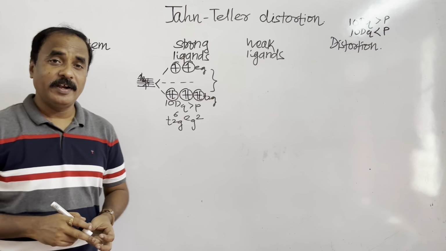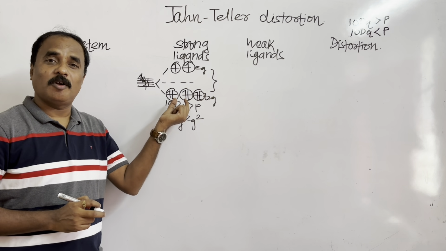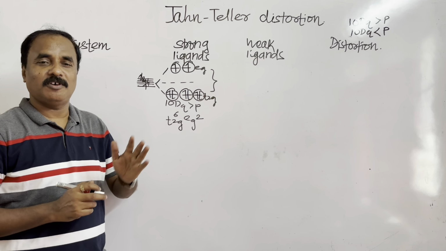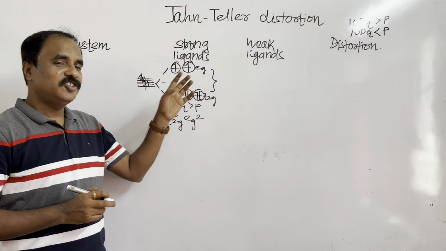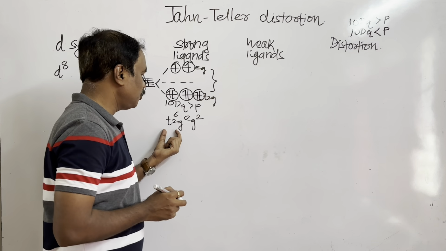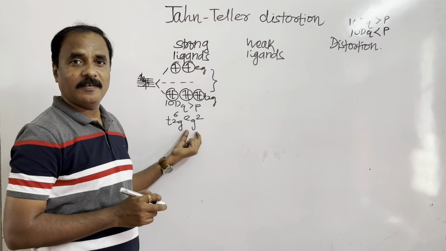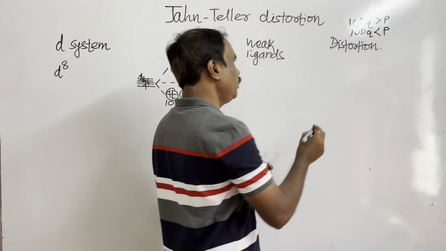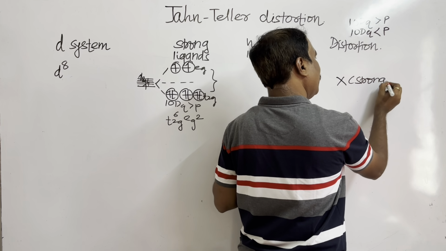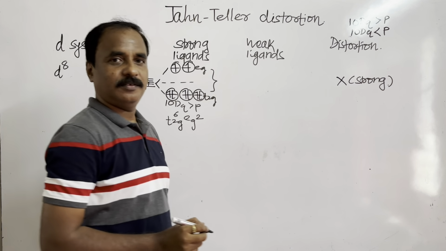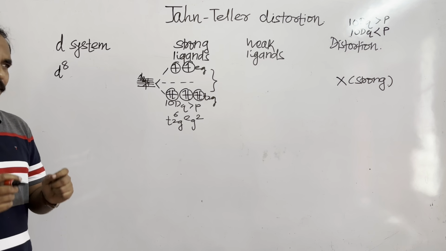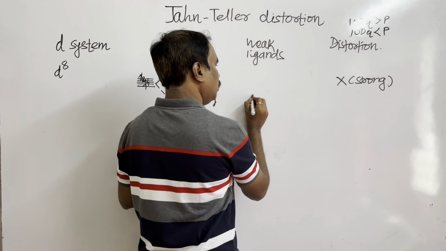t2g is symmetrical because each atomic orbital of t2g is equally occupied by electrons, 2 electrons in each atomic orbital. eg is also symmetrical, equally occupied, 1 electron in each. Here t2g is symmetrical, eg is symmetrical. There will be no distortion. There is no distortion in geometry because of symmetrical electronic configuration.